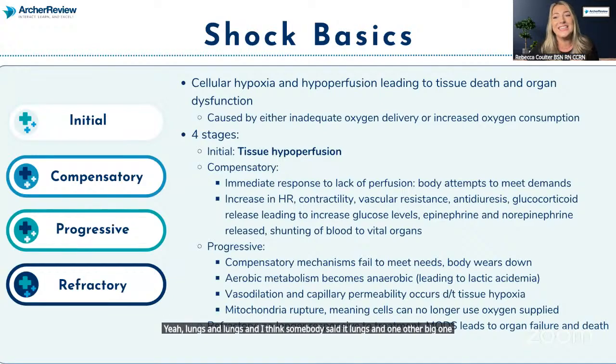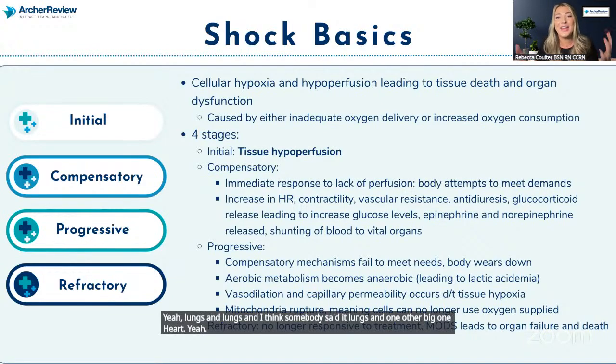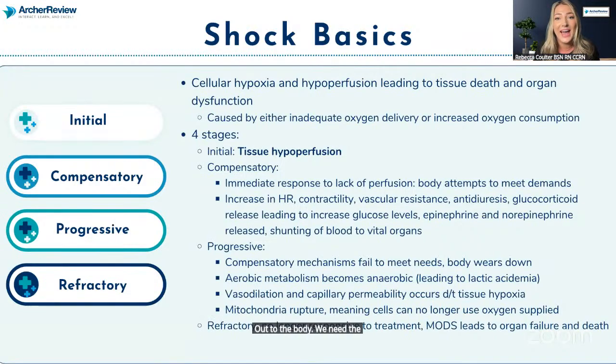Heart. Yeah, our cardiovascular system and our respiratory system. So we need our lungs to give us the oxygen, put that into the bloodstream. We need the heart to take that oxygenated blood out to the body. We need the blood vessels to be participating in that and getting all of that oxygenated blood out to the body.